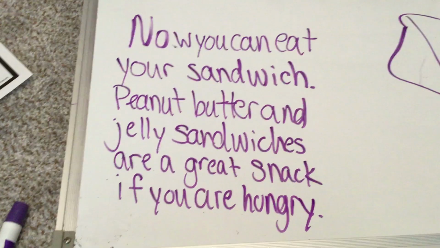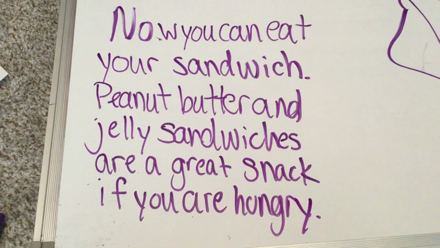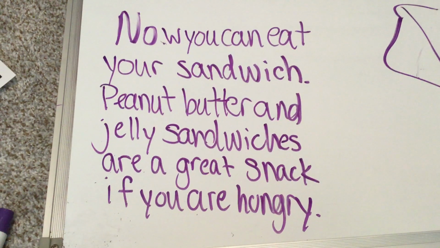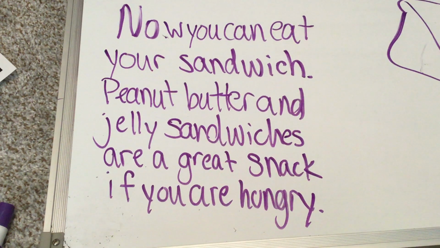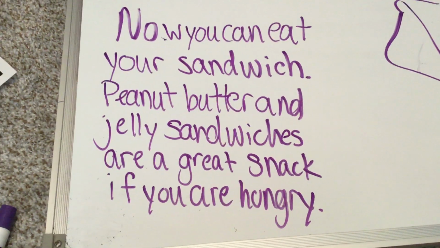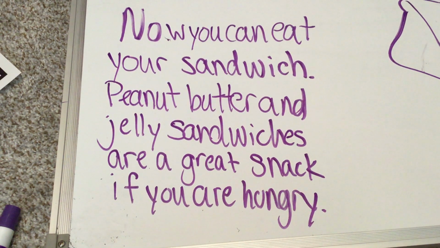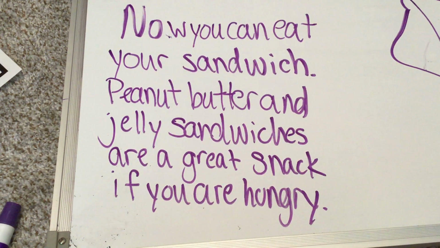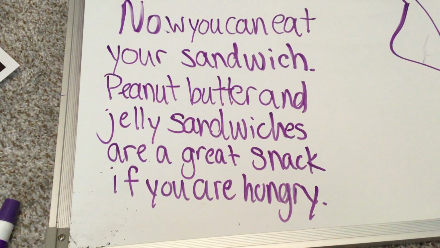You could say, if you were writing a story on, let's see, how to ride your bike, now you can ride your bike anywhere you would like to, with your parents' permission, of course. Or maybe you're writing a story on how to plant flowers. You could say, now you get to enjoy your flowers all spring and summer.